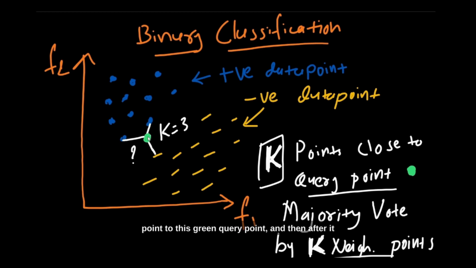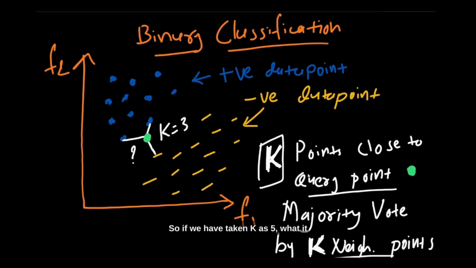After it finds the top k nearest points, it takes the majority vote of those 3 k nearest points. In this case we have blue in the majority. So it will classify this green point as a blue point, which says that this green point belongs to the positive class. This is what I have explained here also. It finds k points close to the query point, the green point, and then takes the majority vote of the k nearest neighbors.